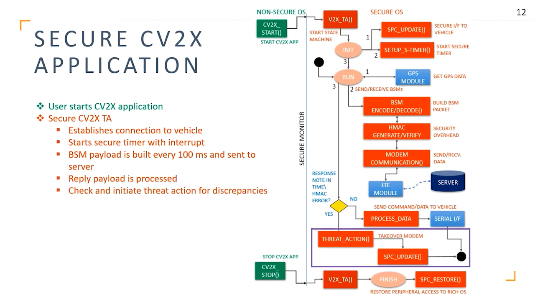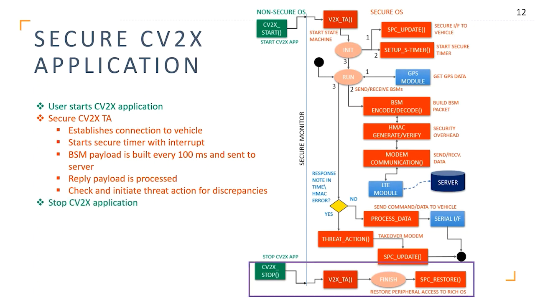In case of any discrepancies, the TA invokes a threat action function to take over the modem and GPS module to re-establish broken connection or resolve issues and run the CV2X in safety mode. The user can stop the application once the commute ends. In case the CV2X application has switched to safety mode due to a detected discrepancy, the user would have dedicated physical buttons on the UE, which the attacker does not have access to, to stop the application.